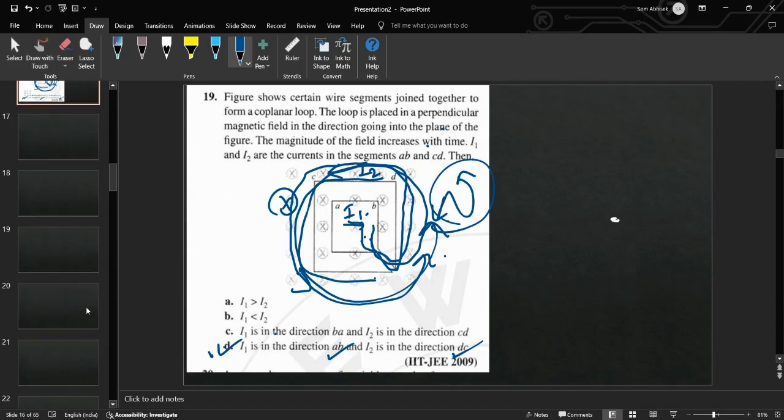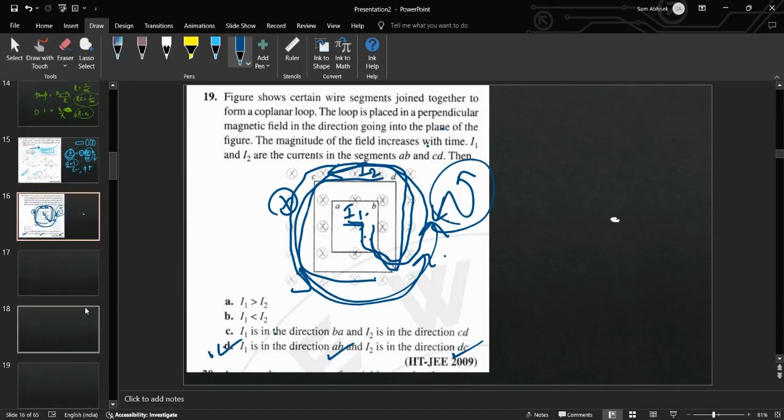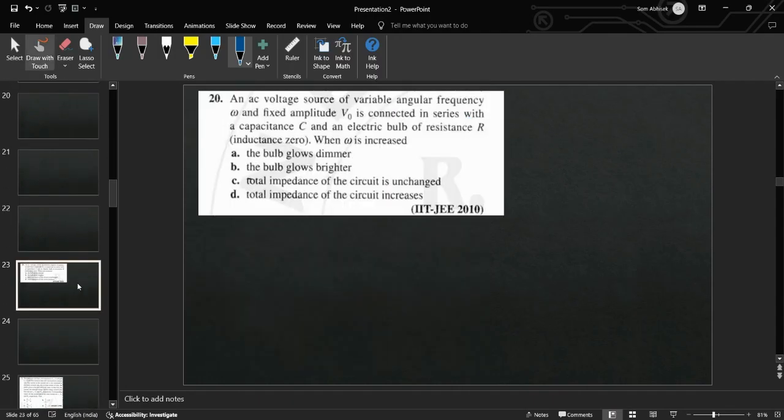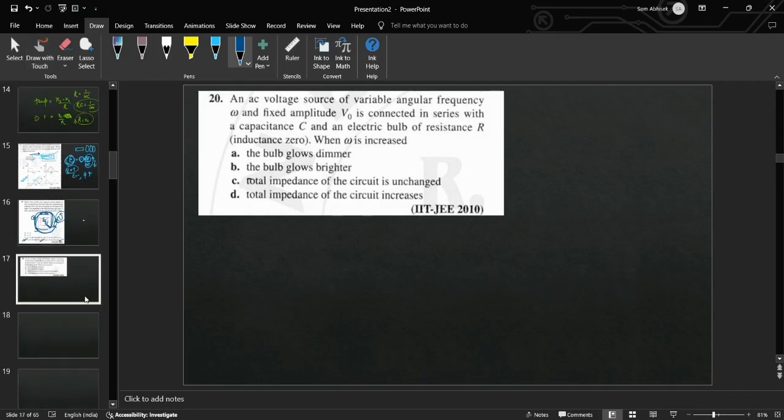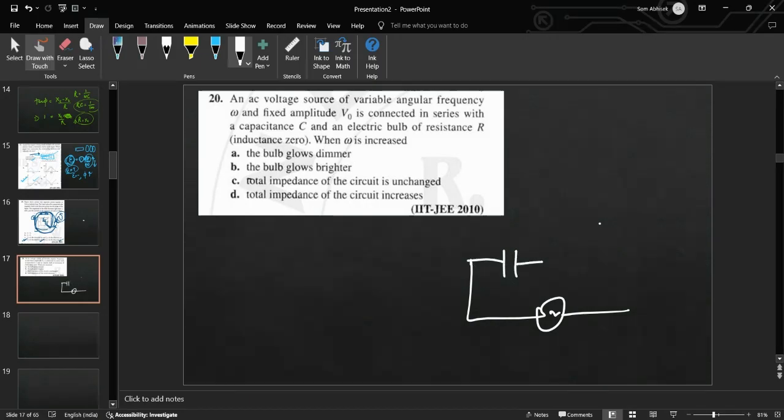Again a very good question. Okay, next. An AC voltage source of variable angular frequency omega and fixed amplitude V naught is connected in series with a capacitor and an electric bulb of resistance R, with inductance 0.